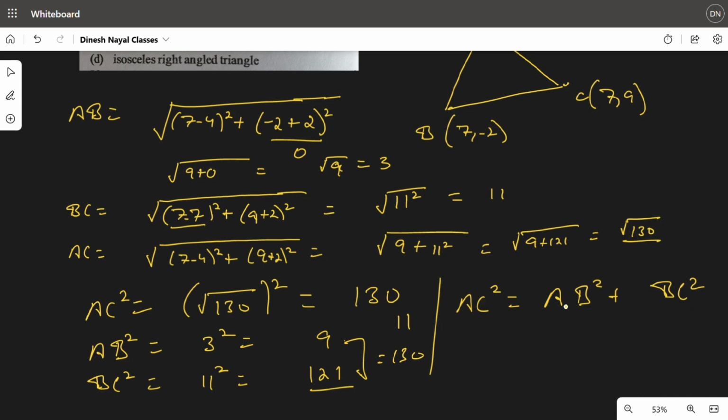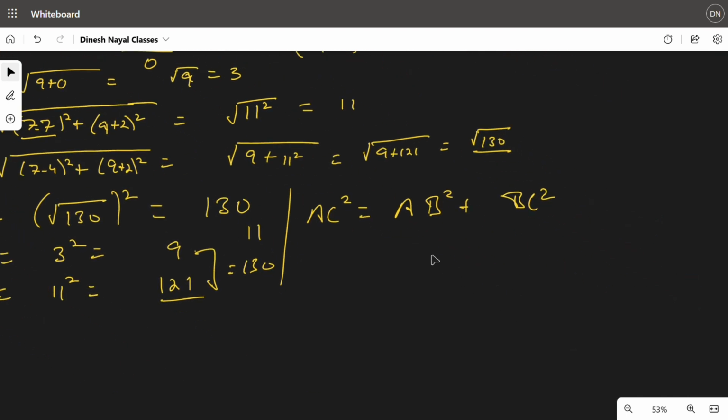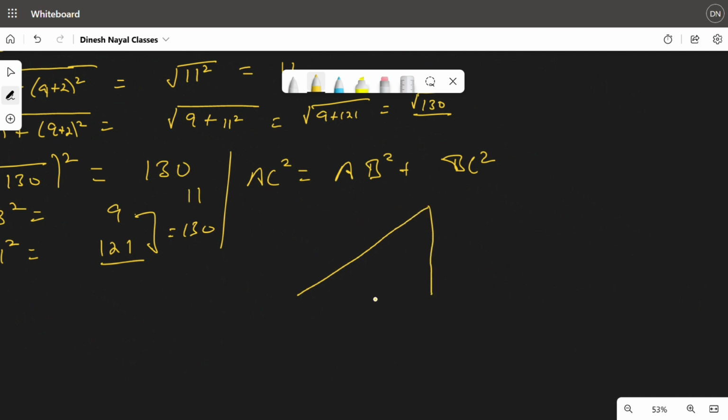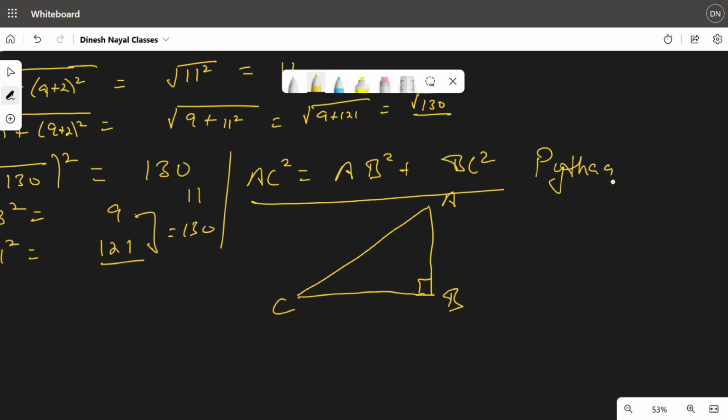That means this is a right angle triangle in which AC is the hypotenuse, because of AC square. So you take this right angle triangle with A, C, and B is the right angle. AC is the hypotenuse, which is right angled at B. This is the inverse of Pythagoras theorem, and we are applying the inverse of Pythagoras theorem.